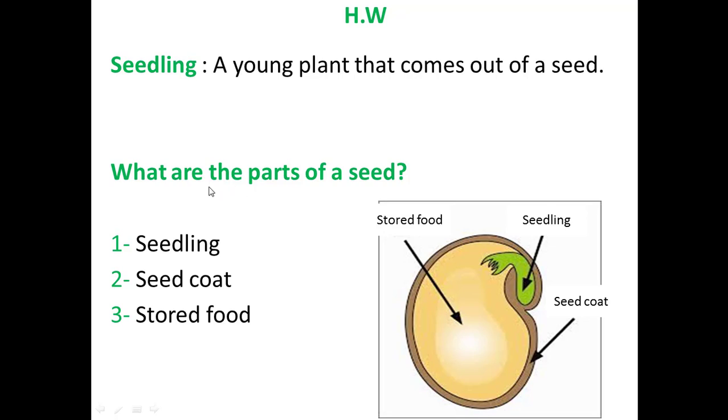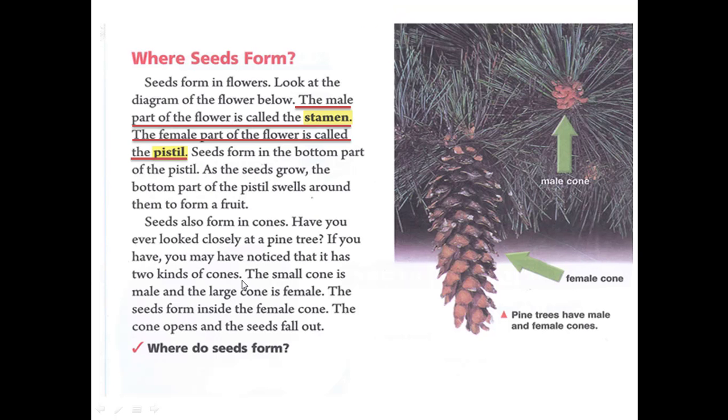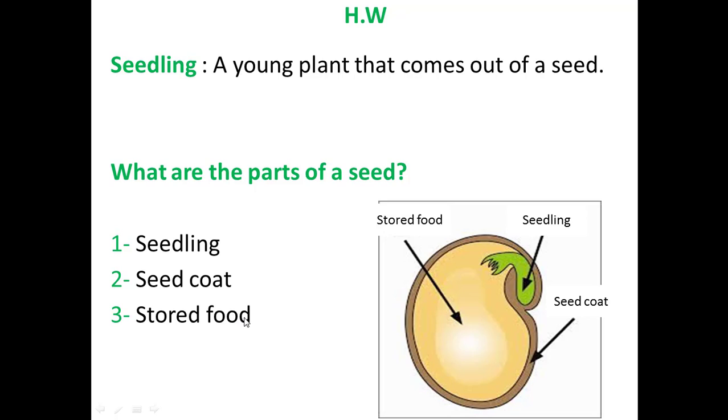And guys, if I ask you what are the parts of a seed, you have to say we have three parts of a seed. Seedling, this one is seedling. Seed coat and stored food. Seedling, seed coat and stored food.